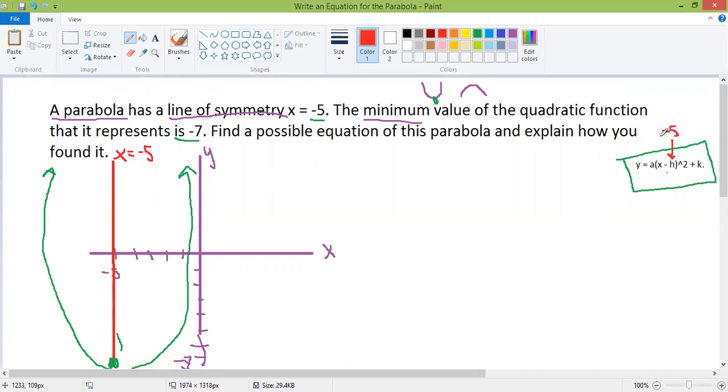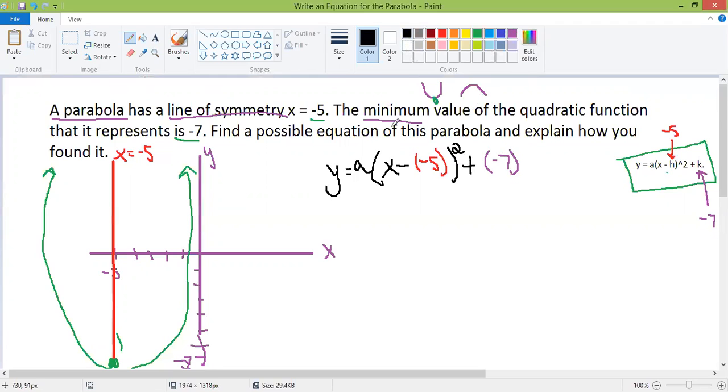And then it says it has a minimum value of -7. Well, we're going to substitute -7 for k. So when I plug it in, it's going to be y equals a, open parentheses, x minus, and then I'm going to substitute the -5 for h, -5, close that parentheses, that's going to be squared, that's what that caret key means over there, squared, plus, and then I'm going to substitute -7 for k.